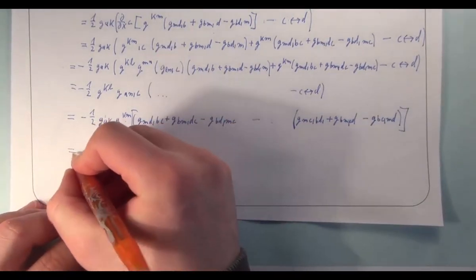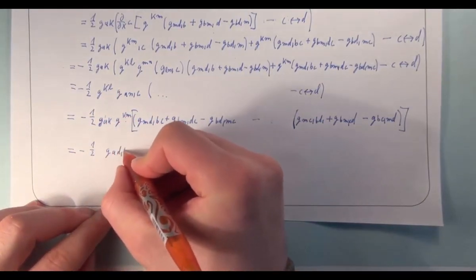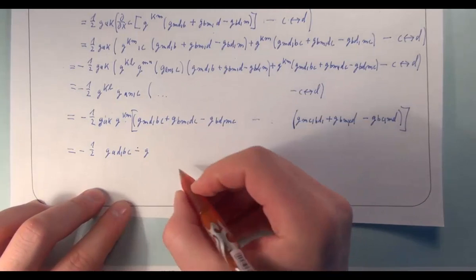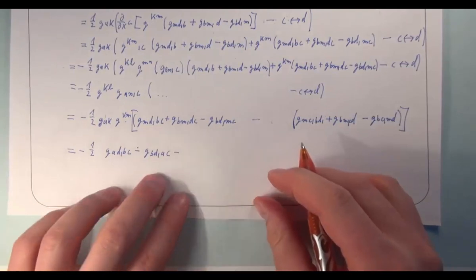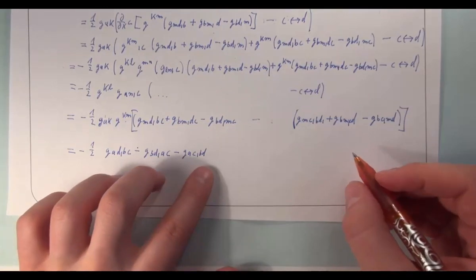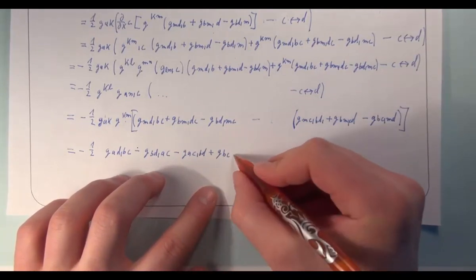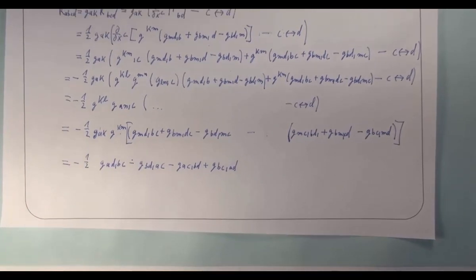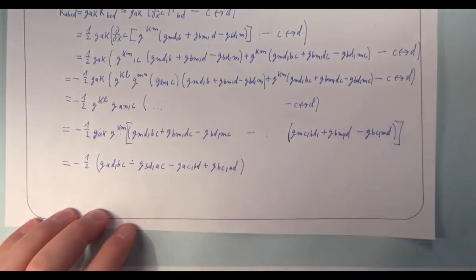It's minus 1/2 g_{AD,BC} minus g_{BD,AC} minus g_{AC,BD} plus g_{BC,AD}. And this is the result we would like to arrive at. And I forgot a bracket over here.